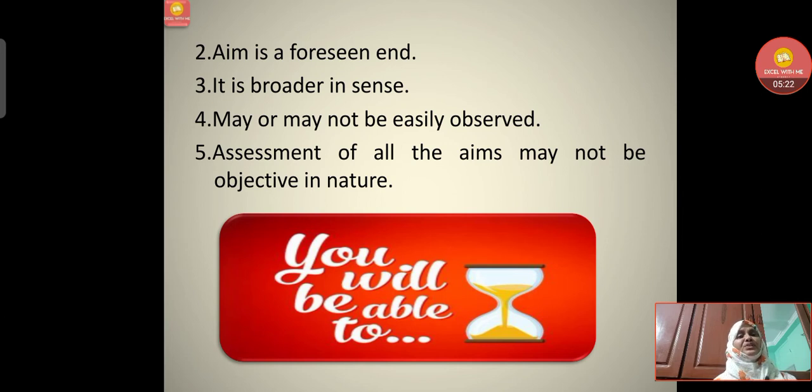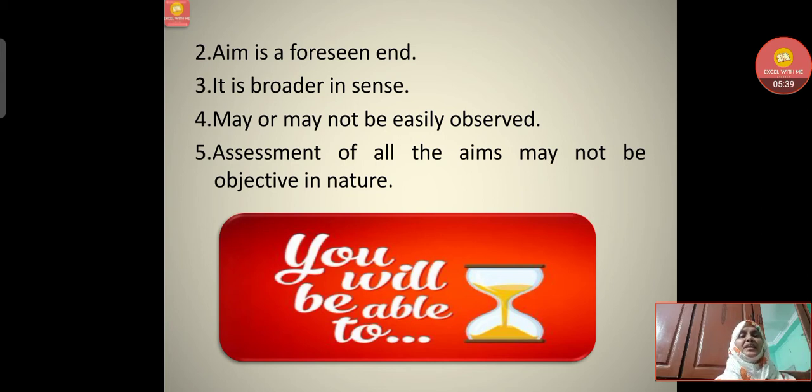Aim is a foreseen end. Aim, we can see the end. It is broader in sense. Just now we understood it is broader in sense. It may or may not be easily observed. We cannot observe what aims we achieved, but they are foreseen ends.